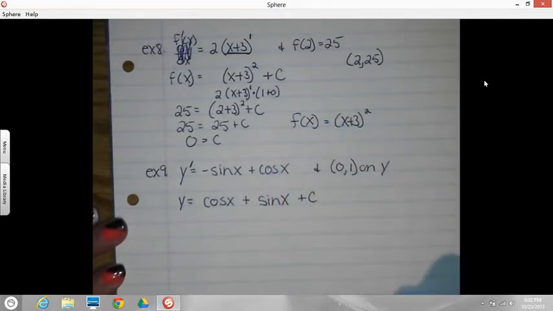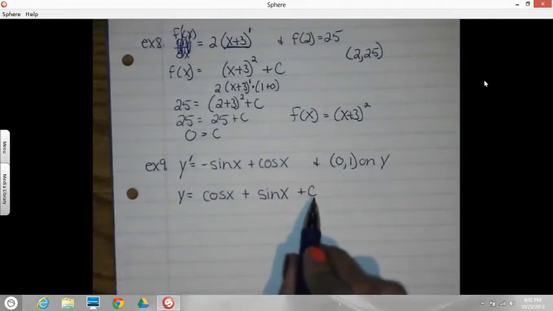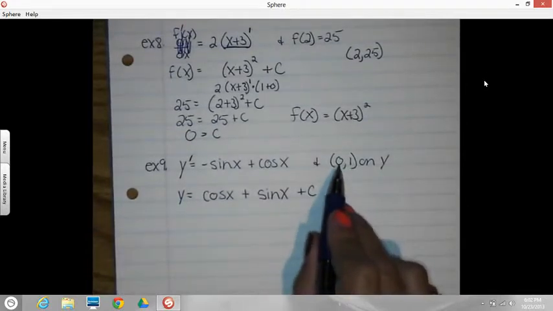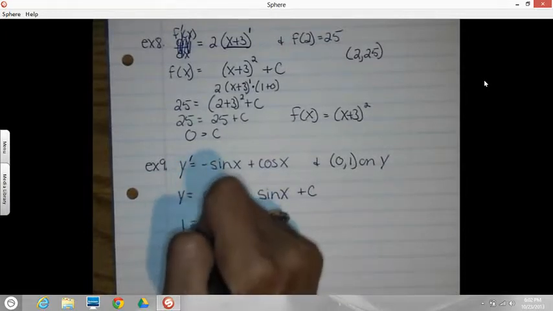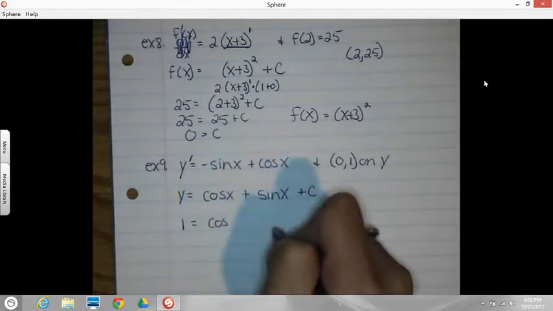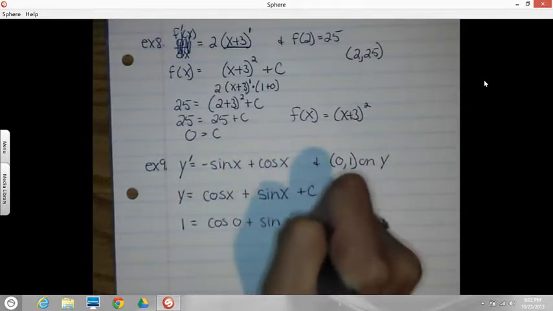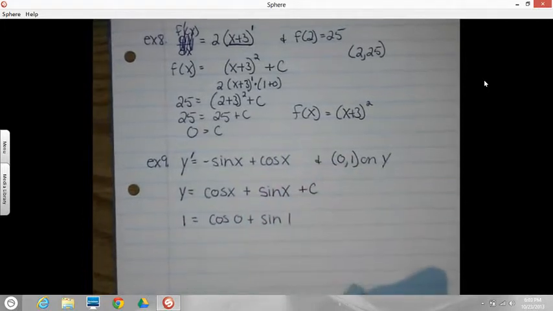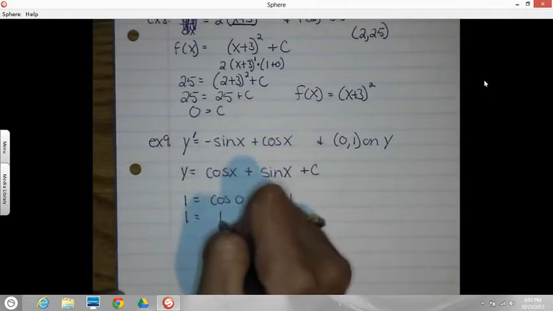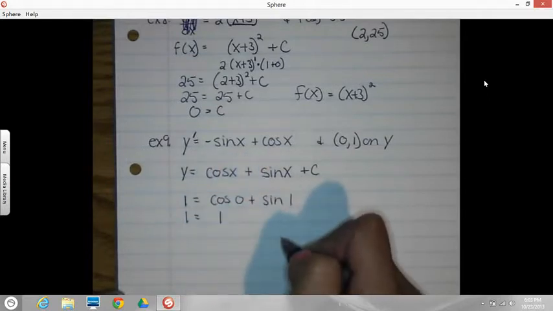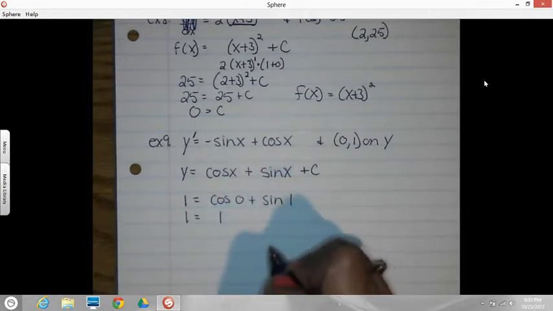Now to figure out the c, to get the particular equation, when you solve for c, that's called the particular equation. Putting in 0 for the x and 1 for the y. So 1 equals the cosine of 0 plus the sine of 0. If you need to use a calculator, go ahead, but cosine of 0 is 1. And the sine of 1, oh, did I put that wrong? Oh, yeah, that was supposed to be a 0.